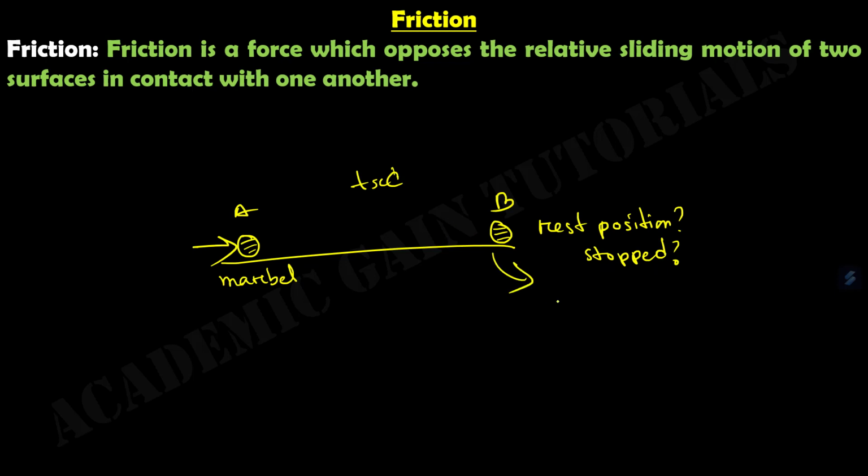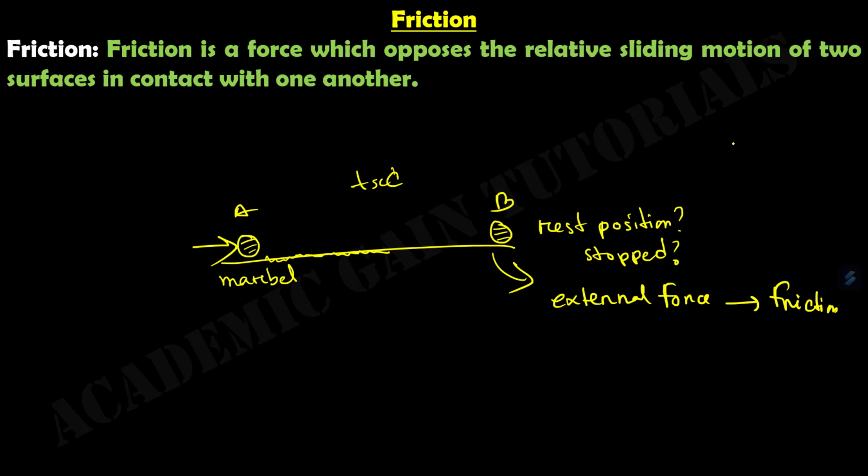This external force is known as friction. So what does friction mean? Friction is a force which opposes the relative sliding motion of two surfaces in contact with one another. Here, the surface of the marble and the surface of the table are in contact with one another. There is some friction in this table, and this friction opposes the relative sliding motion of this marble. So when this relative motion is reduced, after some time the marble is at position B in a rest position, or we can say that the marble is stopped.